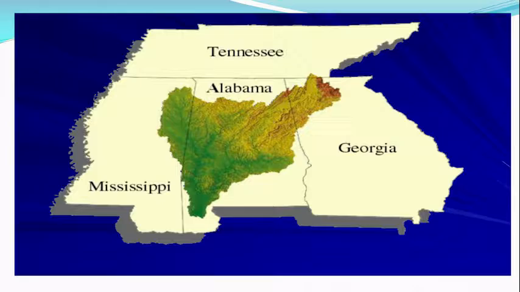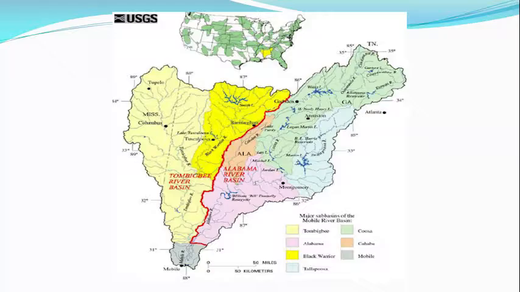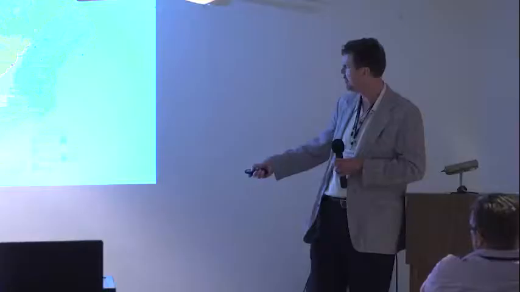And you have the Coosa River, Tallapoosa River, Alabama River, Cahaba River, Black Warrior River, and Tombigbee, draining out into the Mobile River, which is actually this tiny stretch here, but the whole basin is called the Mobile River Drainage Basin.